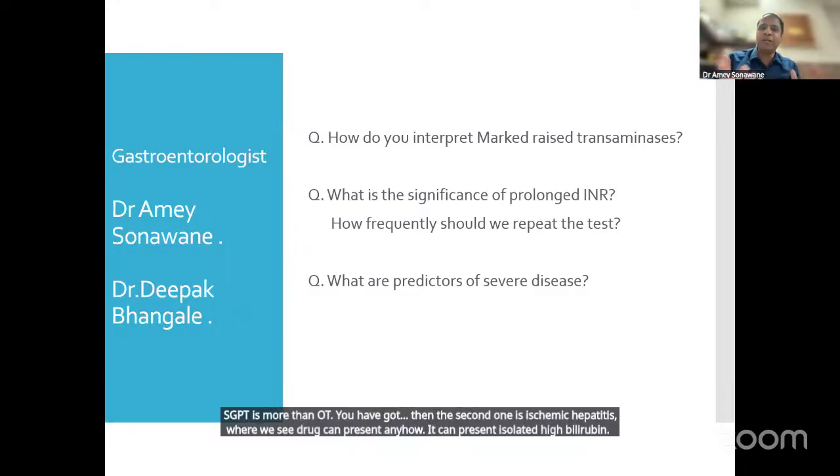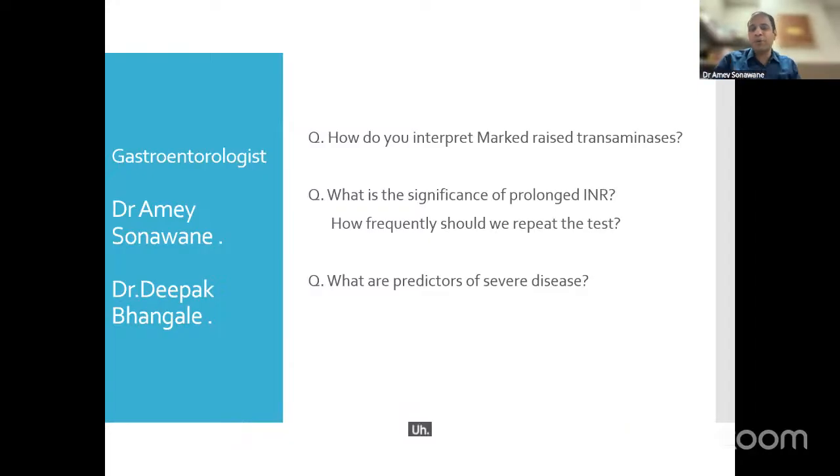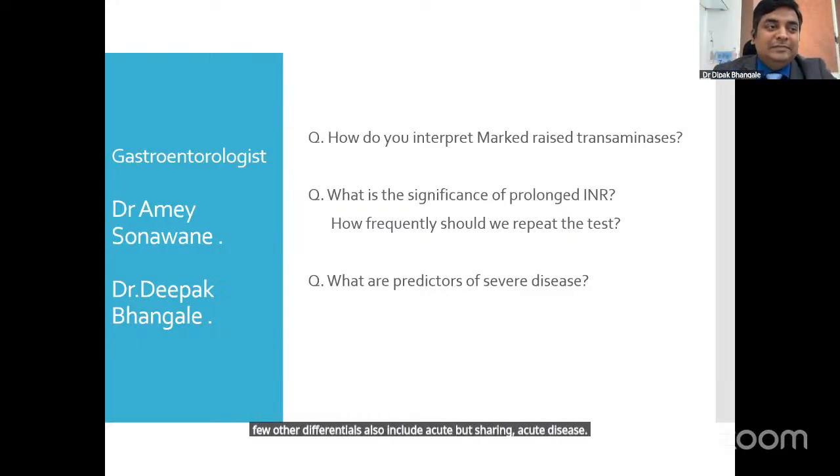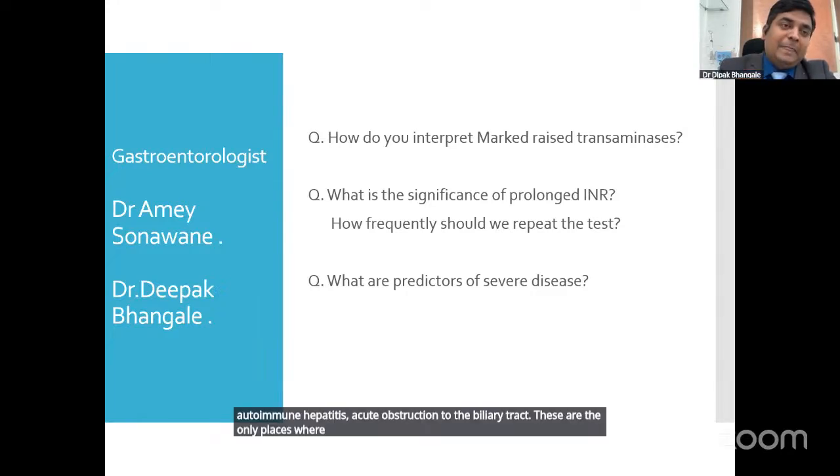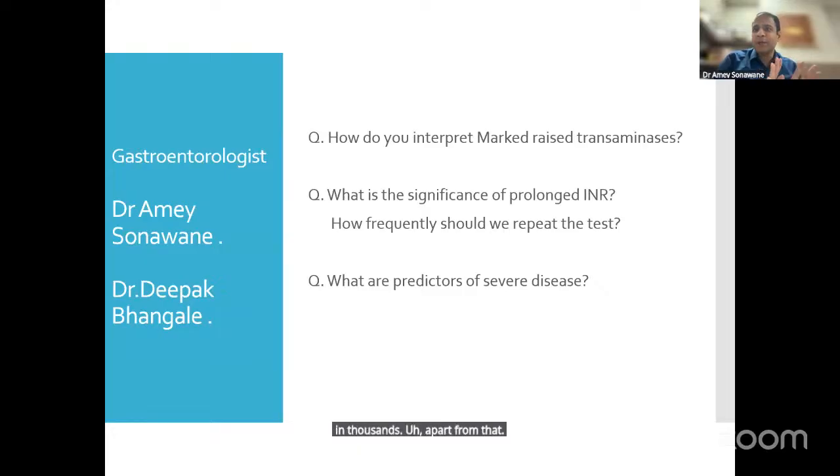It can present with SGOT between thousands and hundreds. The differential diagnosis can present anyhow, as Dr. Deepak mentioned in his presentation. A few other differentials also include acute Budd-Chiari, acute Wilson's, acute fulminant autoimmune hepatitis, acute obstruction of the biliary tract. These are the only places where you see such high enzymes in thousands. Apart from that, you don't see enzymes in thousands in other pathologies of the liver. So that's a marker pointing towards viral hepatitis.